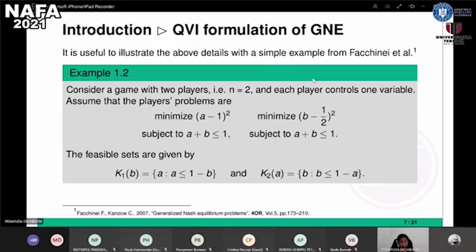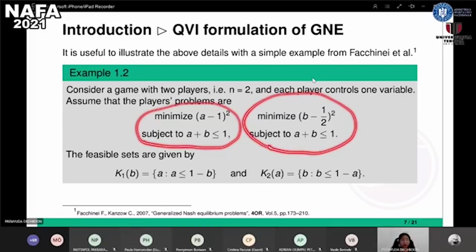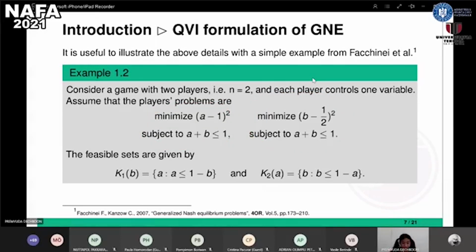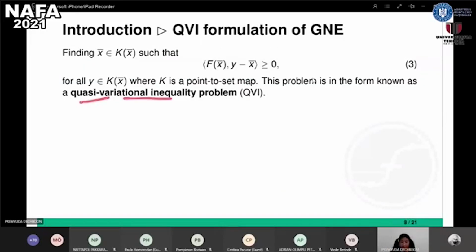For example, when we have a minimization problem like this and this, we can write the set-valued mapping K, which is a flexible set, by this one. You can see that Ki is the stability set of player one, which depends on the stability of player two, which is B, and also the stability set of player two depends on the stability of player one, which is A. From this concept, we also consider the quasi-variational inequality problem.